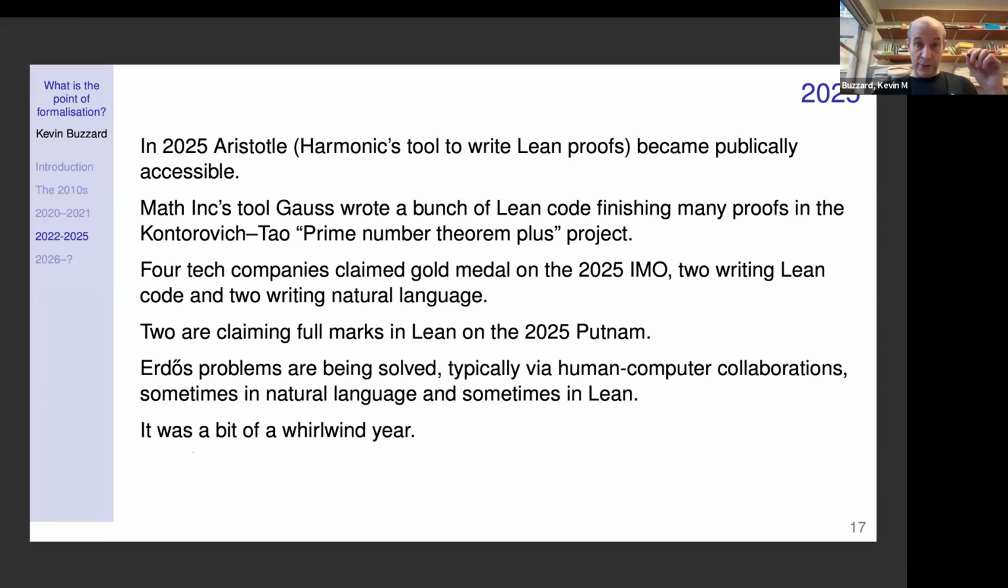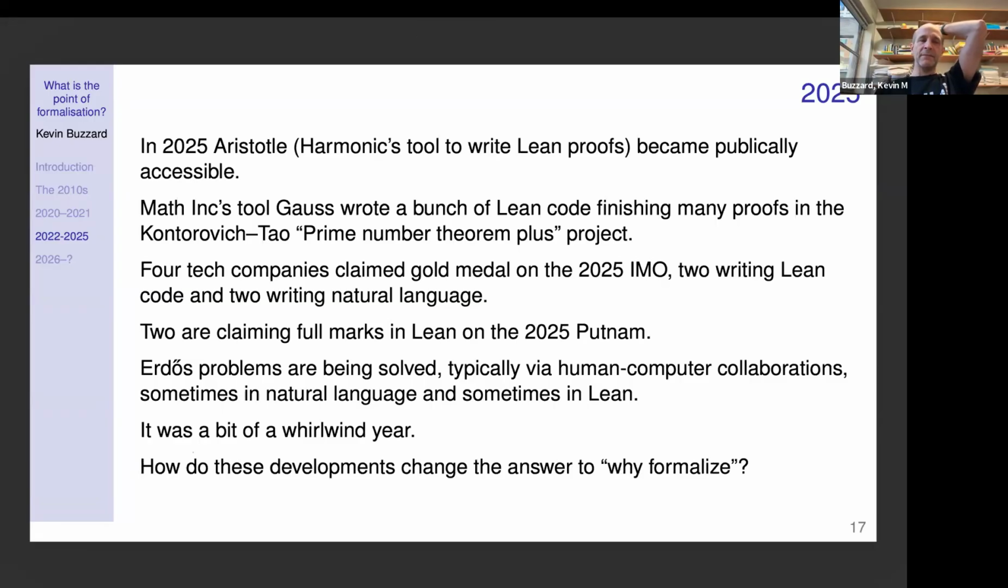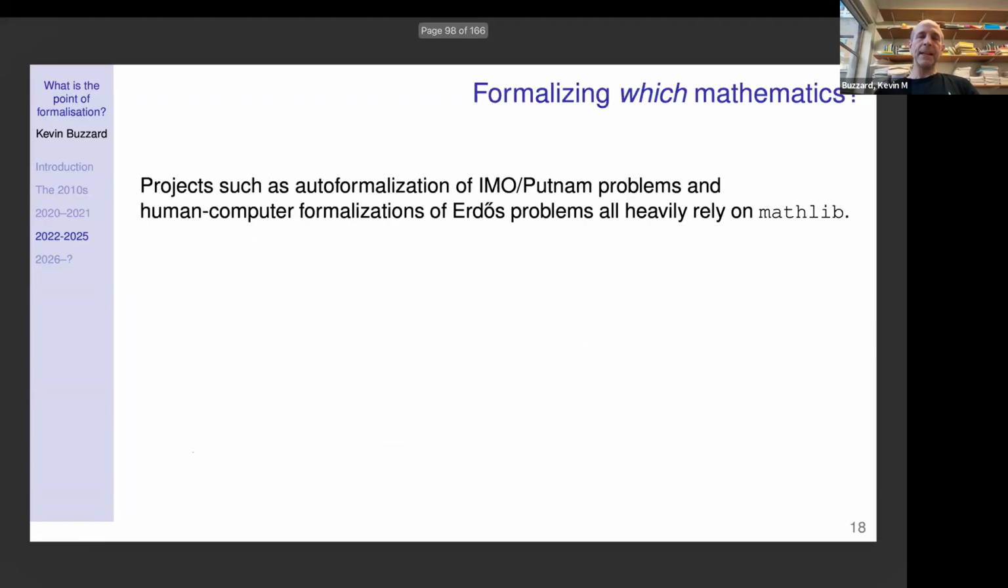And as I say, a lot of things happened. This area is moving really, really quickly, so it was a bit chaotic. And so how I want to finish this talk is, now we can ask the question again, right? After this whirlwind year, we can ask the question again, why formalize? And taking these things into account, I think the answer changes hugely.